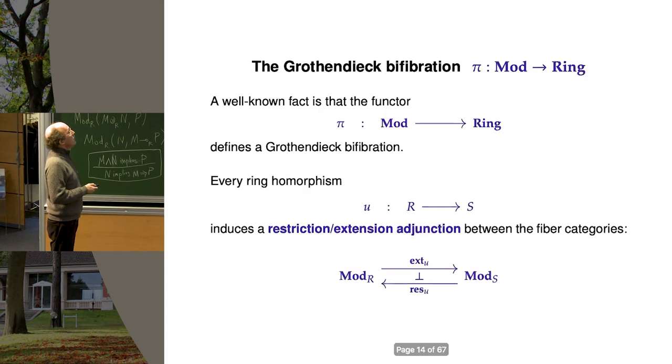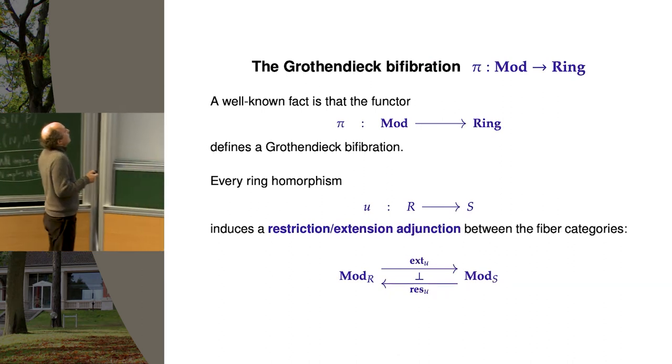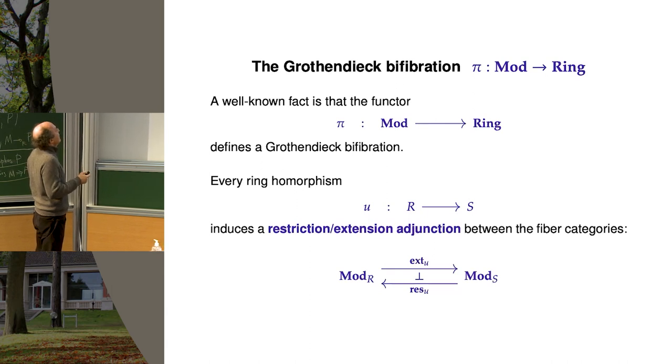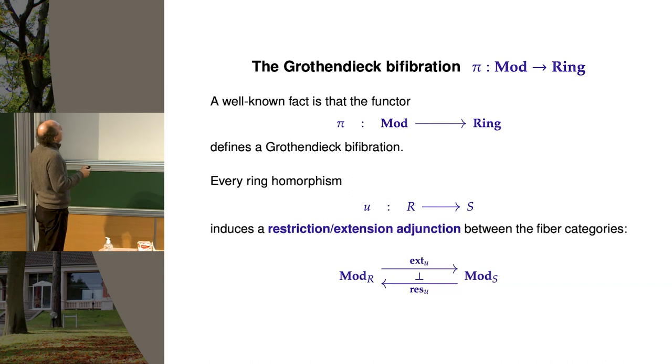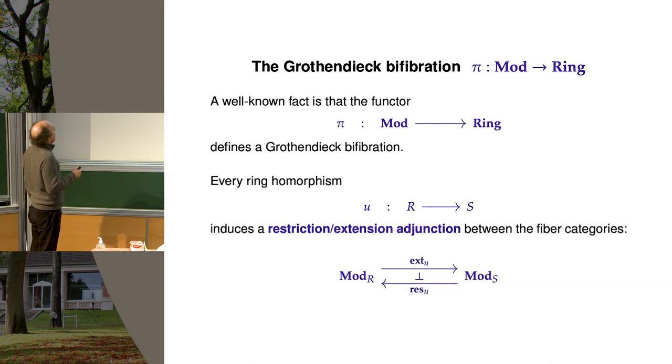Okay. So the important point now, but it's a well-known fact, is that the functor that we describe here is a bifibration, a Grothendieck bifibration. So what does it mean? It simply means that every ring homomorphism induces an adjunction which is defined by restriction here.